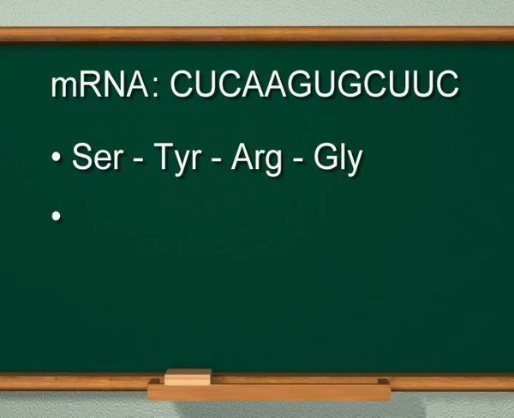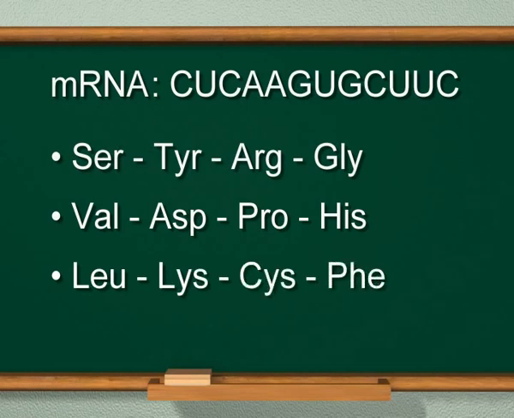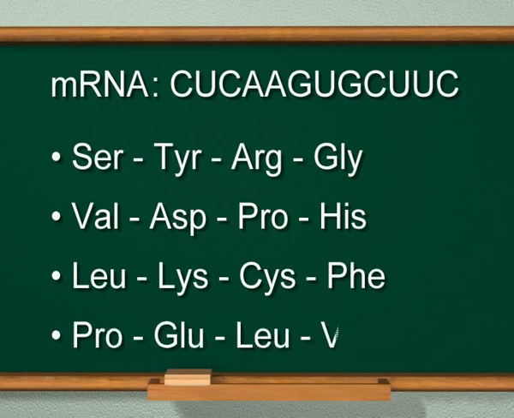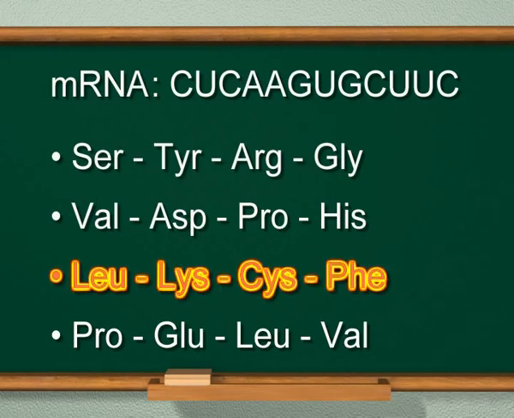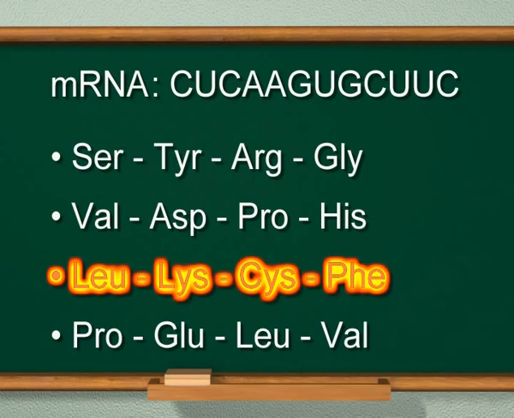Second option, valine, asparagine, proline, histidine. Next option, leucine, lysine, cysteine, phenylalanine. And the last option, proline, glutamic acid, leucine, valine. And the answer is leucine, lysine, cysteine, phenylalanine are the amino acids which get coded by CUC, AAG, UGC, UUC present on mRNA.